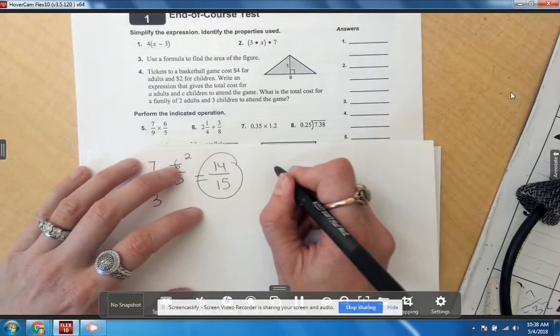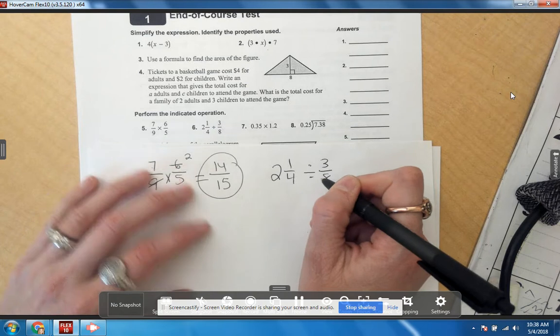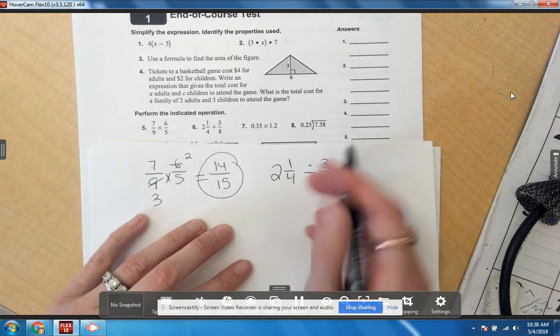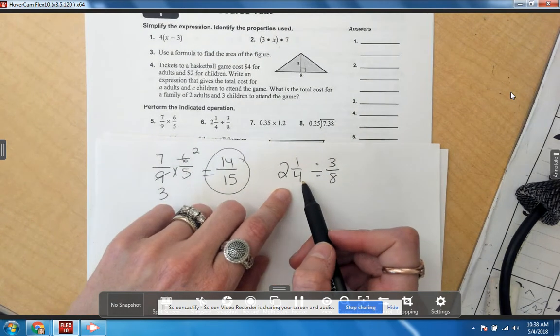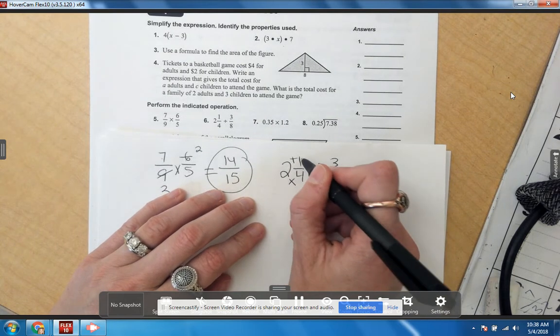For number 6, we have 2 1/4 divided by 3/8. Step 1, when you're dividing or multiplying fractions, you cannot have a mixed number. So I have to make this improper. So I'm going to do 4 times 2, which is 8, plus the 1, which is 9.